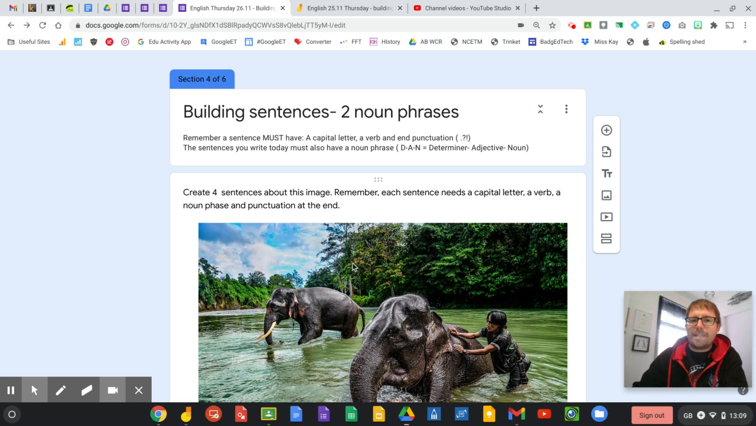Okay, for the second part of the task today, where we're building sentences, this time with the elephants, I'd like to see you using two noun phrases in your sentences. So we should still have a verb, we should still have a capital letter, we should still have a full stop, but we should also have two noun phrases in there.